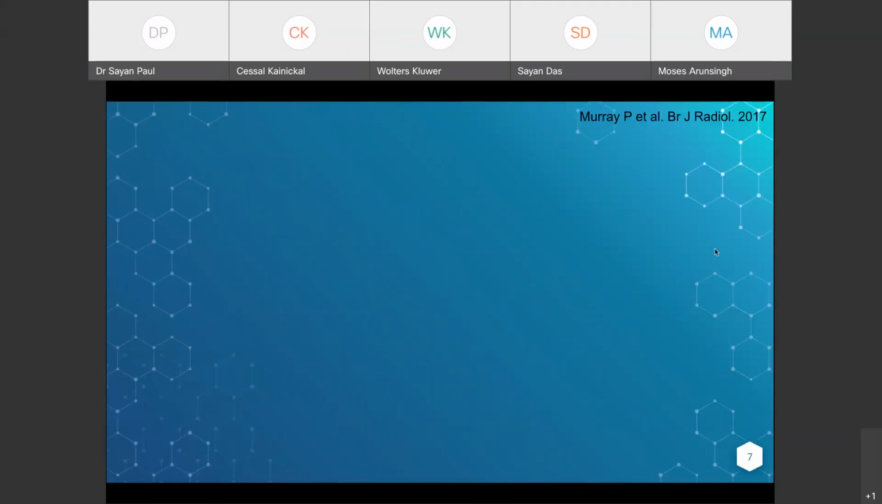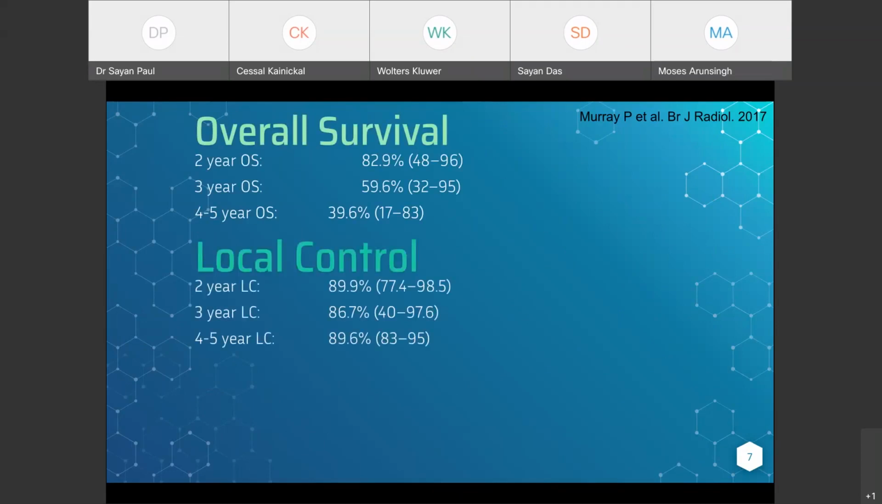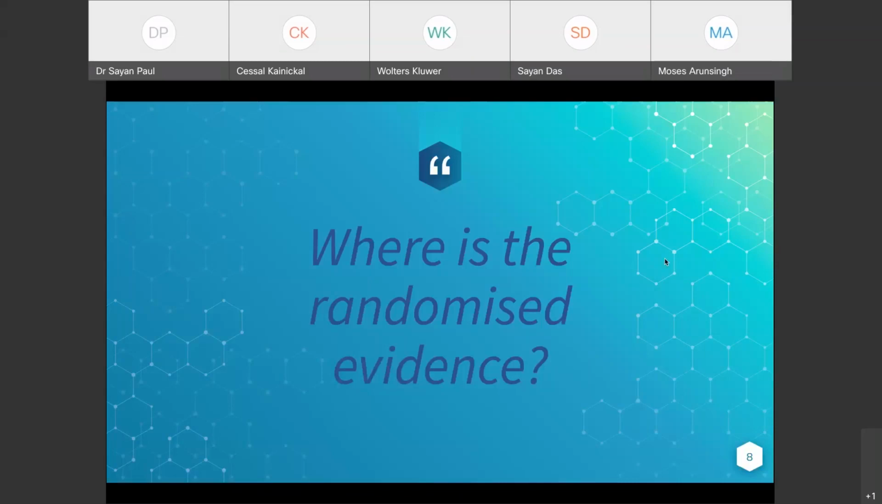This systematic review was published in 2017 by my friend Patrick Murray from Leeds Cancer Center. It looked at more than 4,500 patients, and these were the results from all those patients put together, with excellent 2-year and 3-year overall survival for patients who have such inoperable lung cancers, and excellent local control and acceptable toxicities. But this was retrospective evidence that we are talking about, or prospective single arm centers.